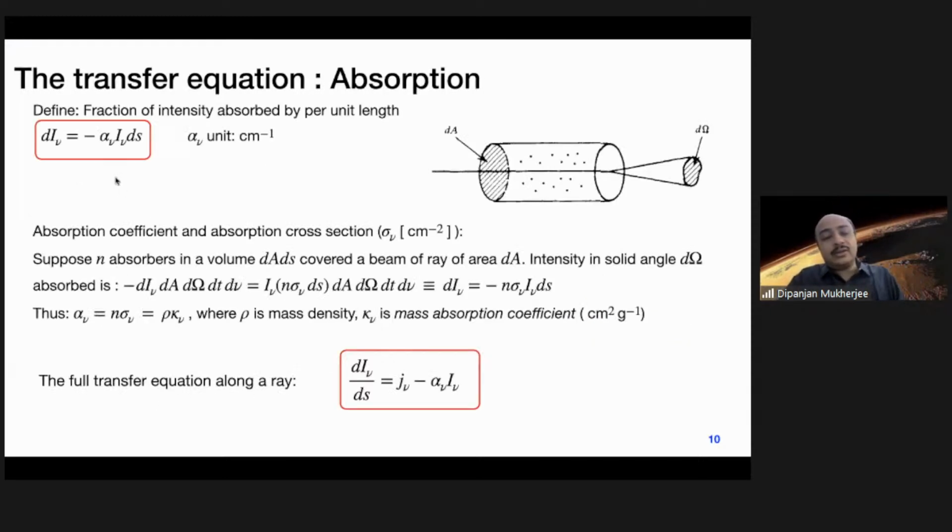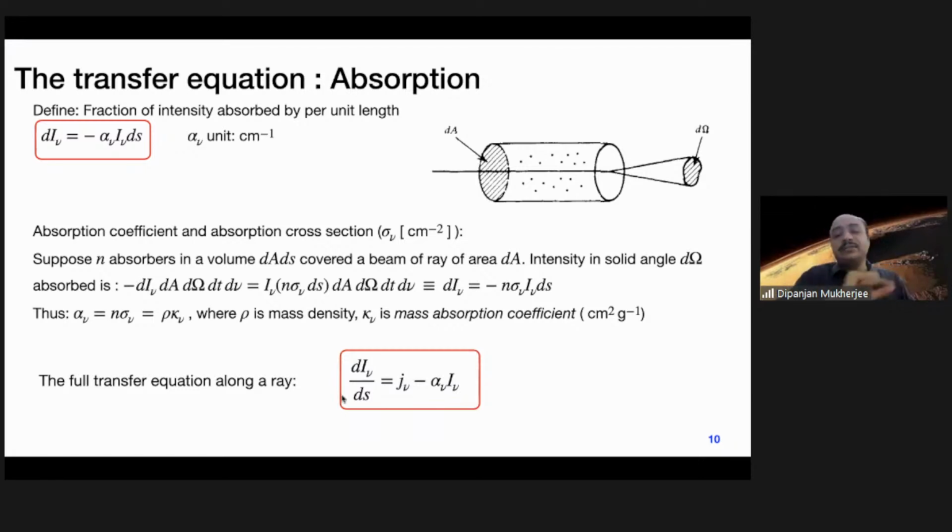But then it can also get absorbed. So di nu equals minus alpha nu I nu ds. So if you are considering the change in intensity along a particular ray, you have an incoming intensity, there is some emission and absorption process. So now you can write out a differential equation. di nu by ds equals J nu minus alpha nu I nu. So this is the most fundamental equation in radiative processes.